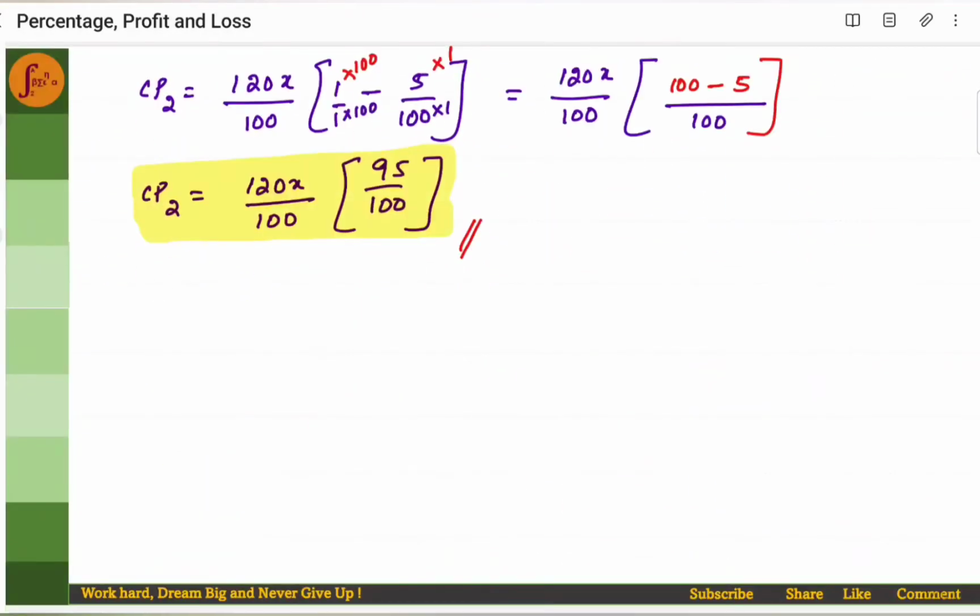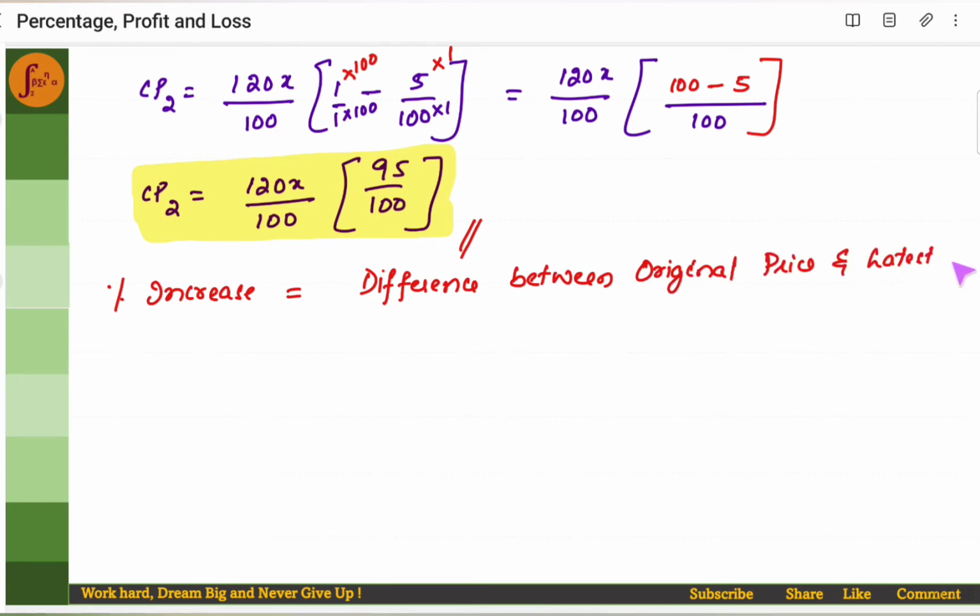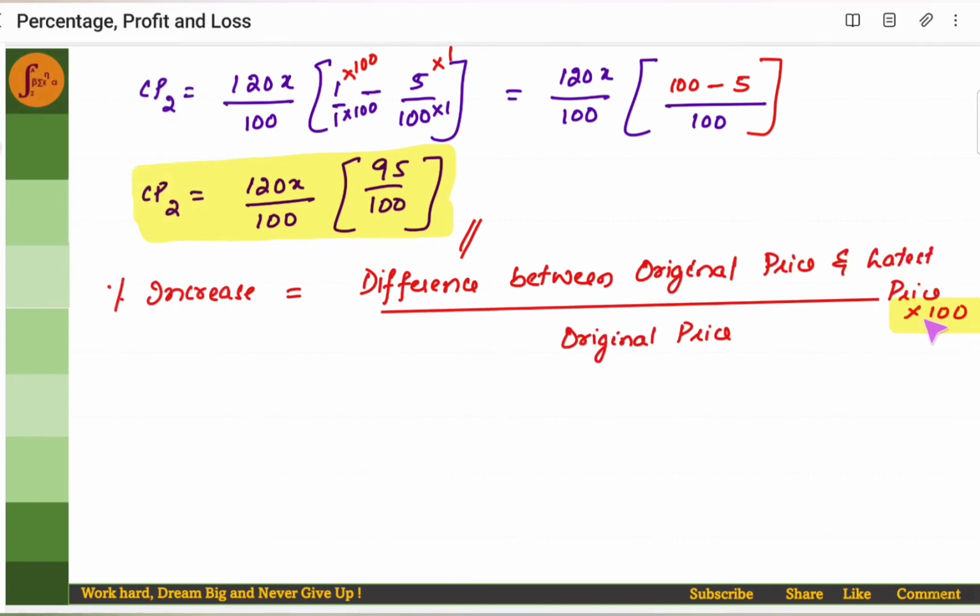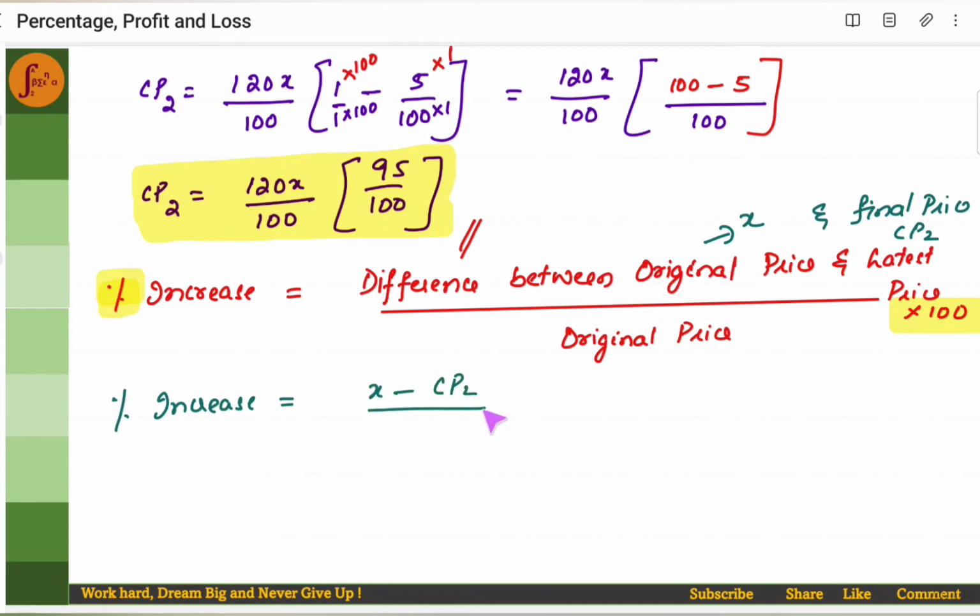So let us write the percentage increase formula. Percentage increase is equal to the difference between original price and latest price, into 100. We should not forget this 100 because we need to find percentage increase. So I have to find the difference between the original price, which was X, and the final price. Final price is CP2, right? Original price we assumed as X, right? So this is going to be X minus final price CP2, by original price, into 100.